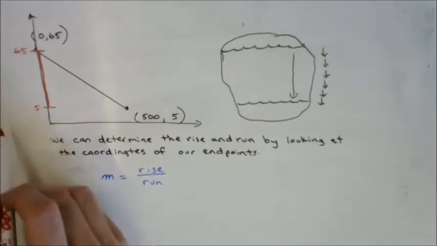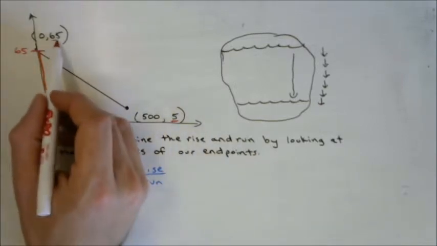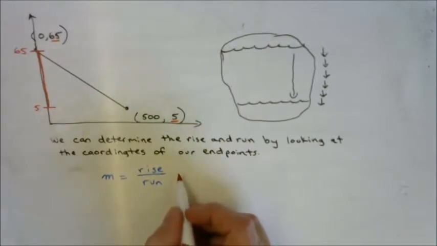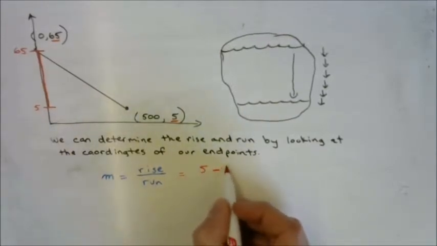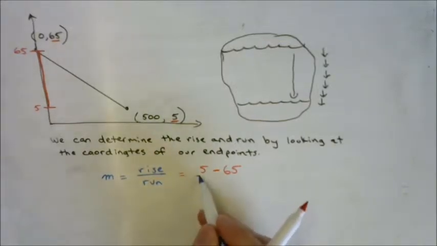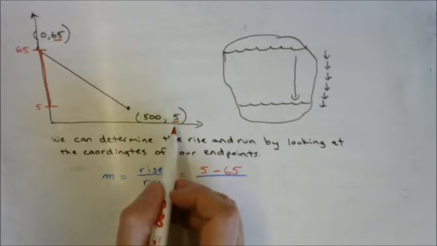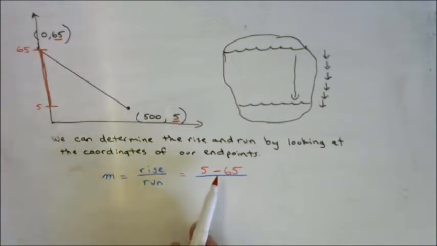If we want to find the change, we want to start with the second coordinate and subtract, because we're finding the difference. So this is the change in y. This is the rise. The rise is the change, so we start with the new one. We go 5 minus 65. That's going to give us a negative number.